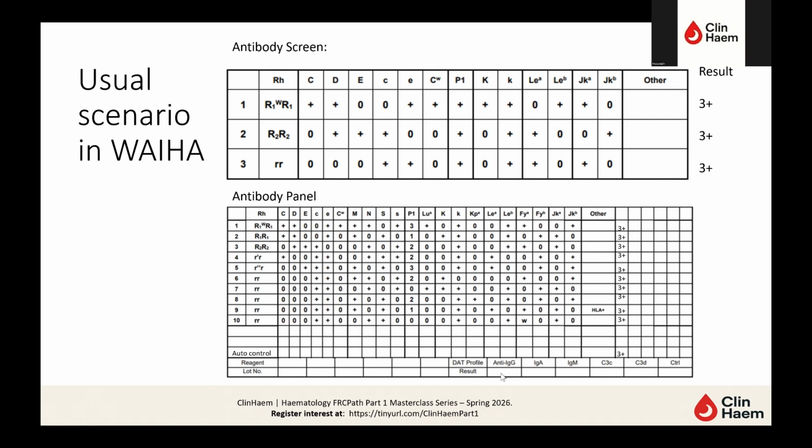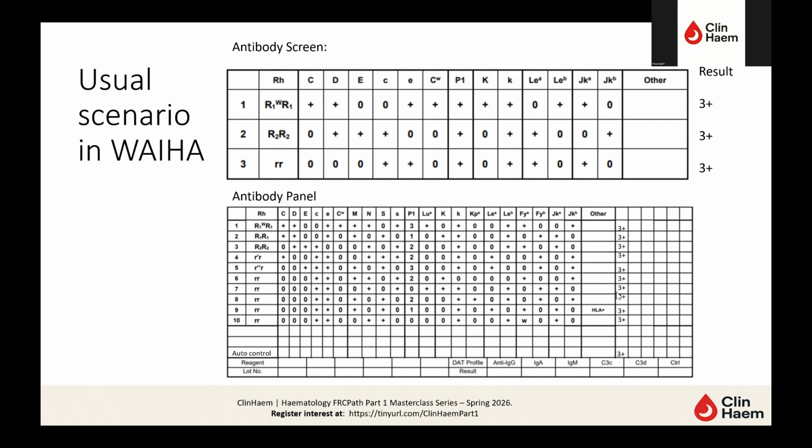And then they will do a DAT, and this is what I mean by monospecific DAT. As you can see, they have different tests for IgG, IgA, IgM, C3C, and C3D. C3C is another complement protein. And this will, of course, show you the appropriate results for that. In warm, it will, of course, be IgG plus or minus C3D.